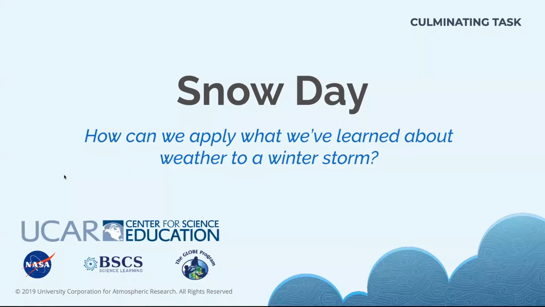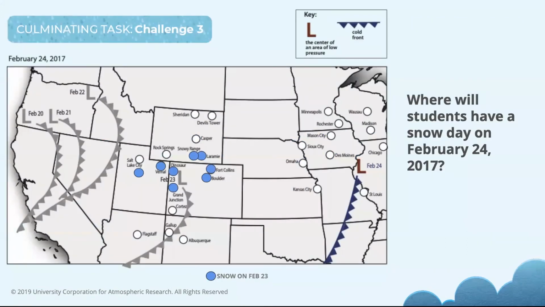And then we'll move to our culminating task, where students apply our learnings about weather and storms to a new type of storm, a snowstorm. Ultimately, students predict, where will we have a snow day on February 24th? We go through 3 different challenges, challenge 1, 2, and 3, and we follow the same storm as it moves across the United States, starting on the west coast. You can see here the location of the storm front on different days. We notice where it snowed. We notice differences in humidity and air pressure. And we pull it all together to think about, on this next final day, February 24th, where will students have a snow day?